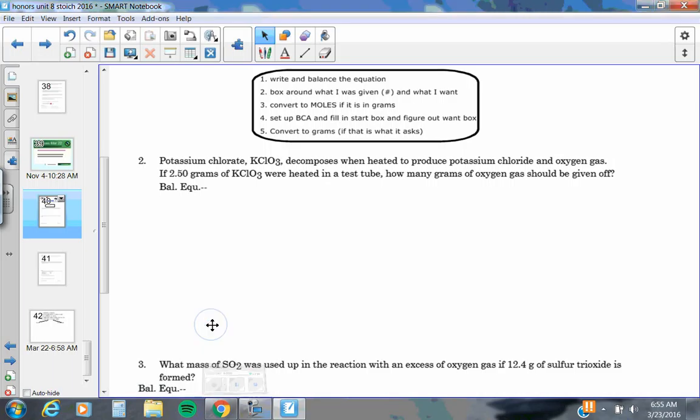Here's another stoichiometry problem where they simply give you the mass of one substance and ask you about the mass of another. I'm going to follow my 5-step process. First thing I'm going to do is write and balance the equation.